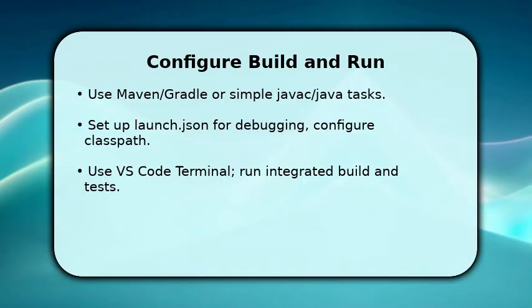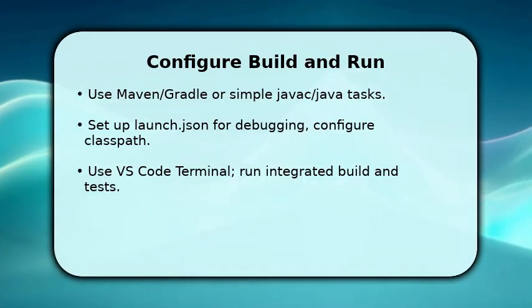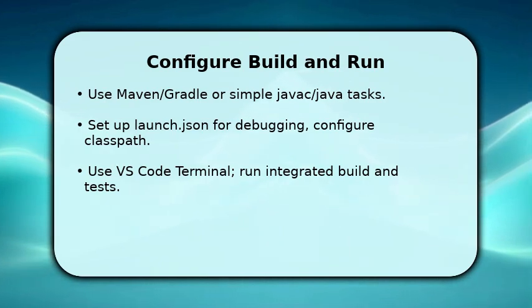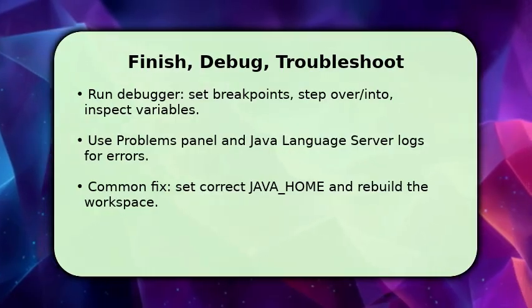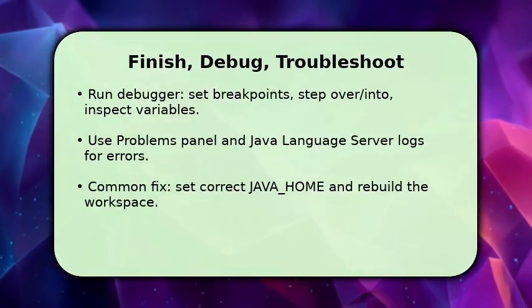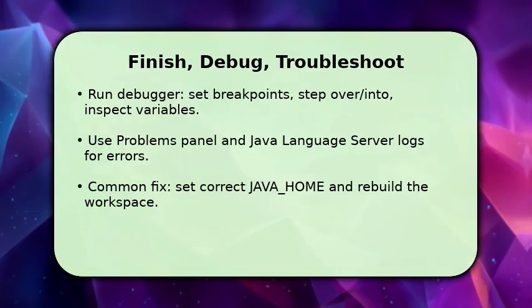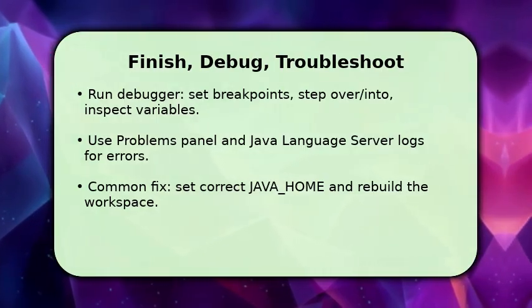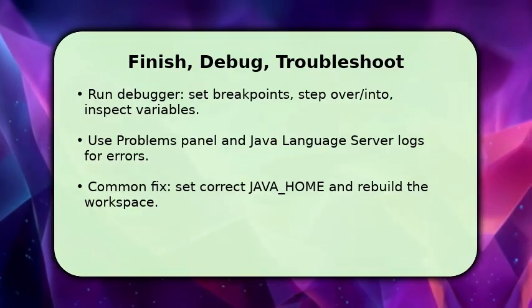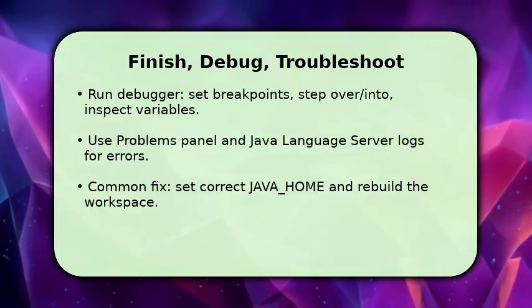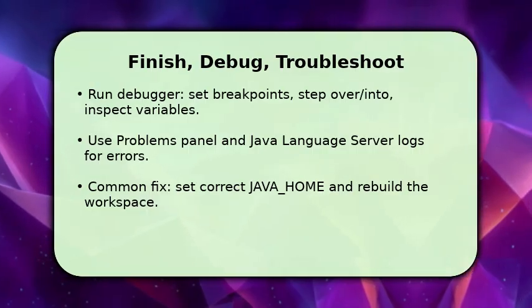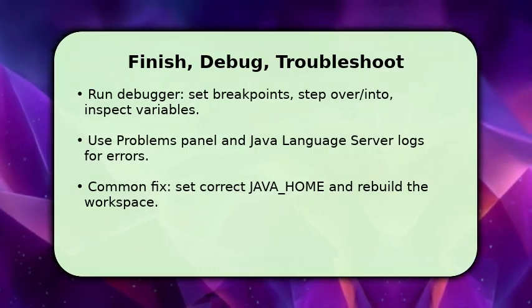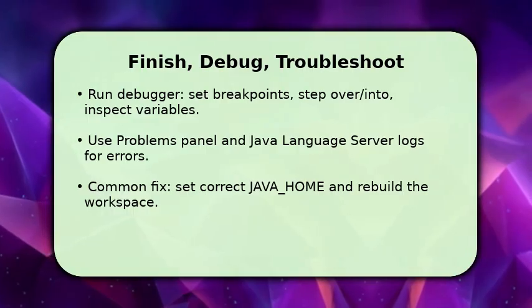Use the integrated terminal to run builds and execute tests, and keep the extensions view open to resolve missing symbols or dependency issues quickly. You finish by running and debugging. Set breakpoints, use step over and step into, and inspect variables or evaluate expressions in the debug console. Make sure to rebuild the workspace if you change dependencies or module settings so the Java language server updates its indexes. If things go wrong, check the Problems panel and the Java language server logs for clear errors.